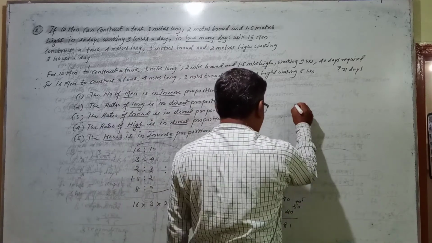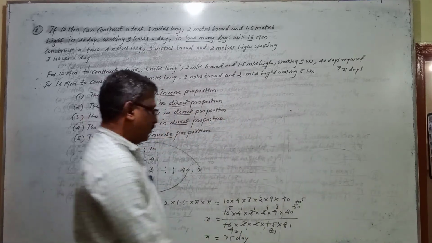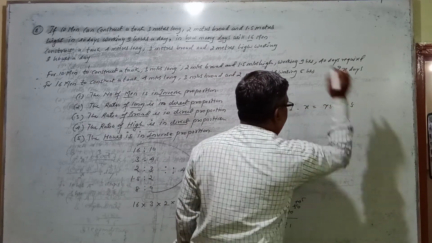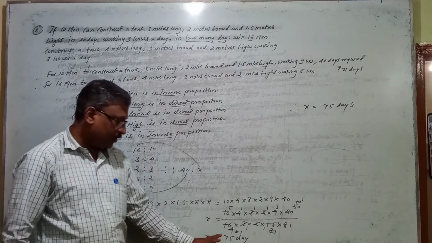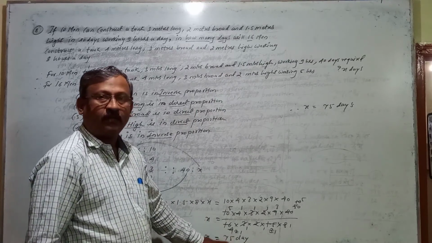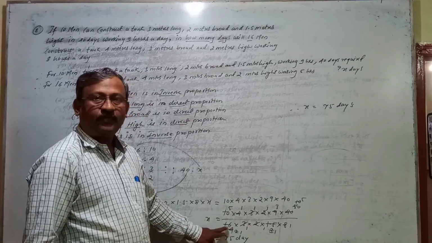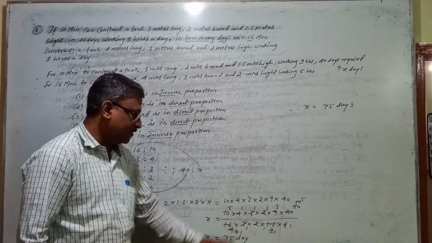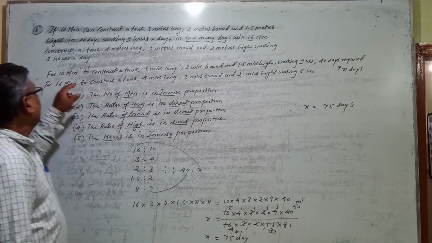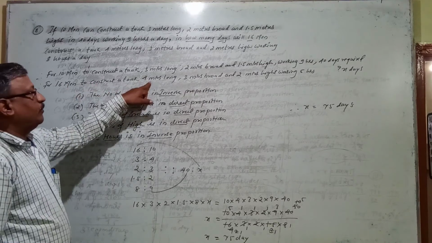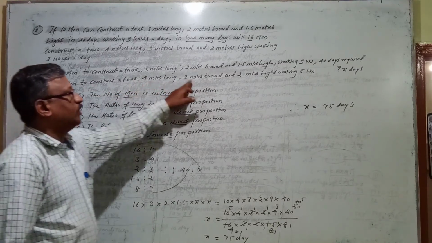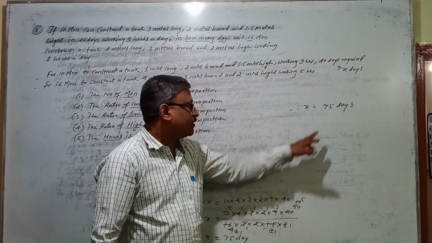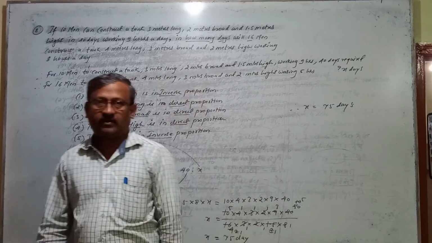Therefore your x value comes to 75 days. After simplifying this, if you simplify it, it comes to 75 days. You can divide and see that it comes to 75 days. So for 16 men to construct a tank which is 4 meters long, 3 meters broad and 2 meters high, if they work 8 hours daily, how many days are required? 75 days are required.